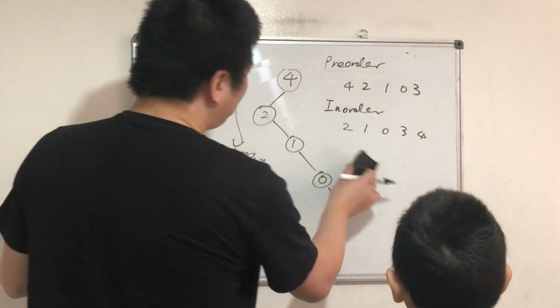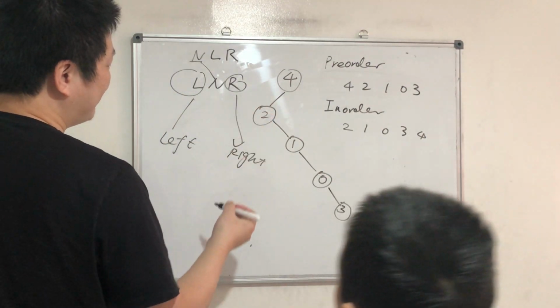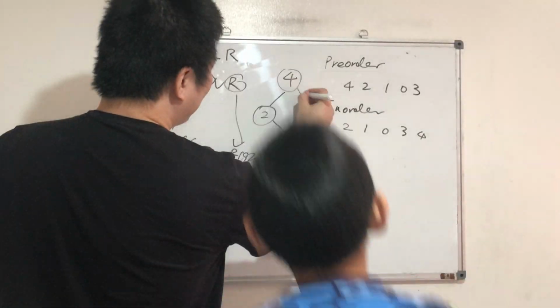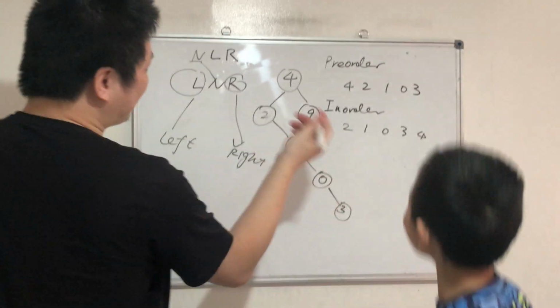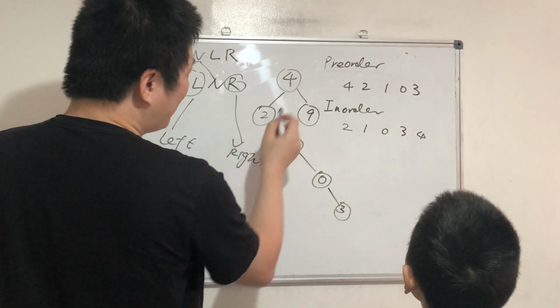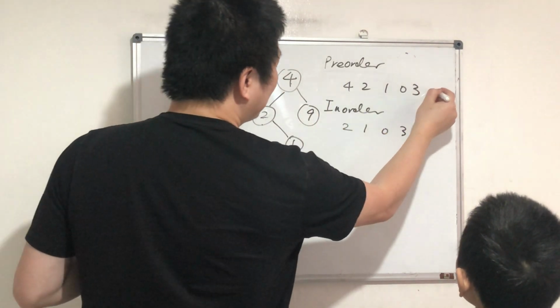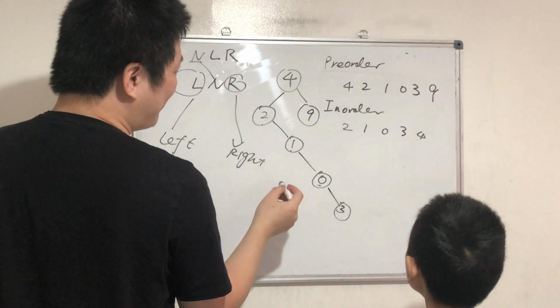For example, let's build a tree with a right, okay? Let's see, I can build one. Okay, let's see this 9. So 4, 2, 1, 0, 3, 9, yeah? And what's the in-order?